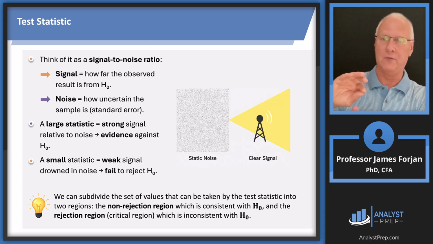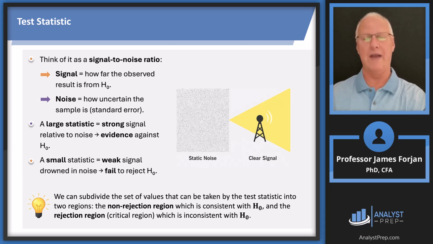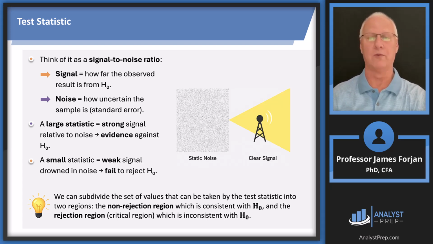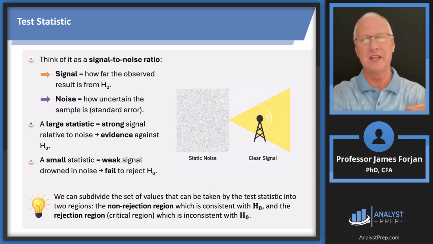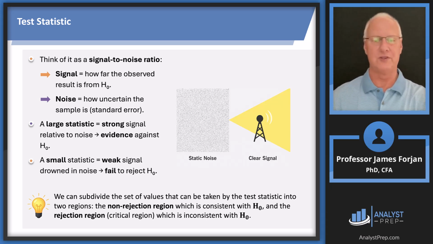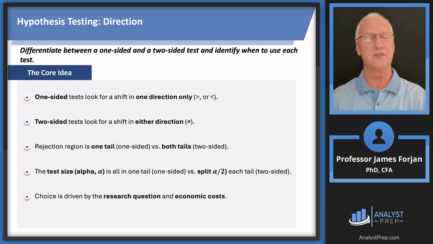And so if we have a large test statistic, that's super strong evidence that we're going to reject the null hypothesis. If it's a weak signal, if there's tons of noise out there and the signal can't get through the noise, well then we're going to fail to reject the null hypothesis. Now look down at the bottom in the little light bulb. We're going to have a rejection region and a non-rejection region, and you'll see that here in just a second.